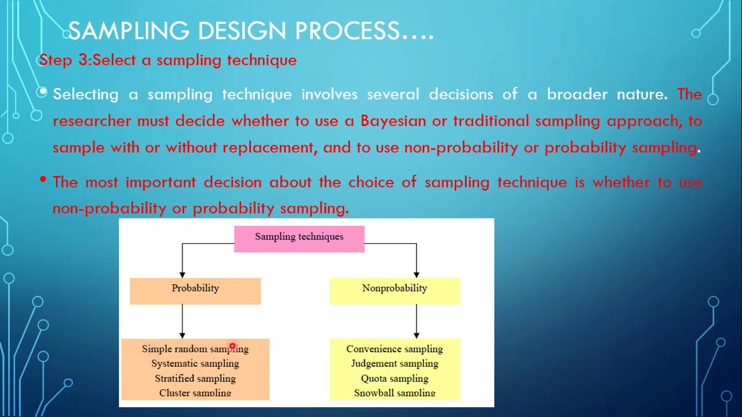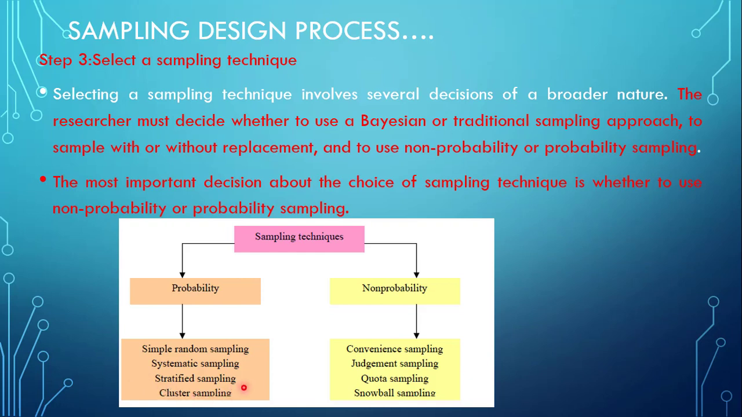So in here you are going to list the sample frame, and then you are going to assign a number to each sample frame, and then you put it in a jar and you are going to draw one at a time. So it is known as simple random sampling. Systematic sampling, instead of drawing and labeling, you are going to use a formula. So i equals capital N over small n, and then you are going to list. After listing, you are going to draw every i-th element. So it is known as systematic sampling.